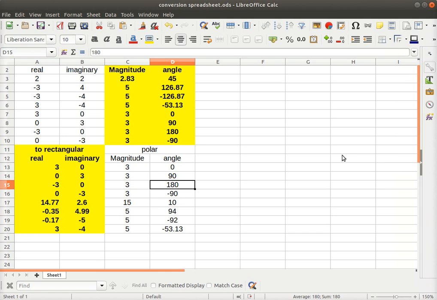Wanted to share something with my AC class primarily, but it can be used for anybody. And this is the imaginary number converter, and I call it my conversion spreadsheet. Basically, what I've got here is my real and imaginary.